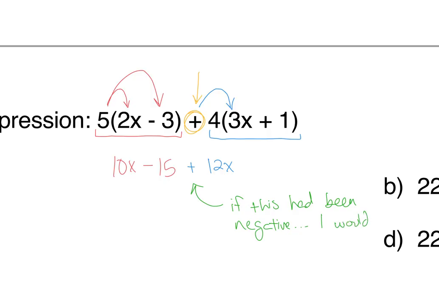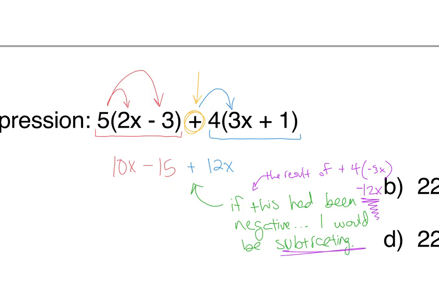I would be subtracting. Okay? And if you're like, do you mean this? No, I do not. I mean, if the result of negative, here, in fact, if it had been plus 4 times negative 3x, that would have been negative 12x. That would be subtracting, okay? But we don't have that currently because we got a positive.